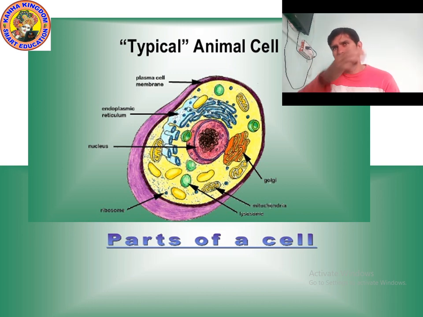Okay, now let's talk about the different parts of the cell. As you can see in the picture, there are different parts of the cell. Can you see the outer part which is in violet color? Yes, this is actually the plasma membrane.